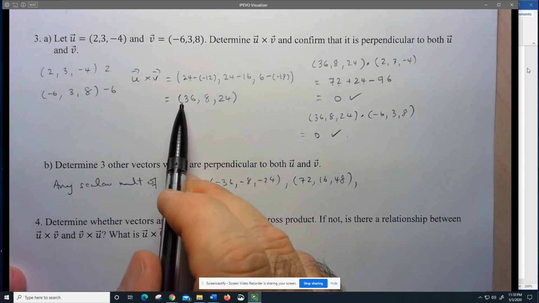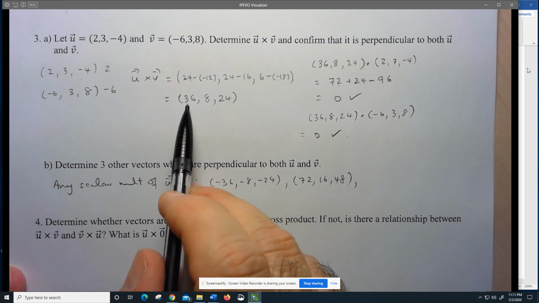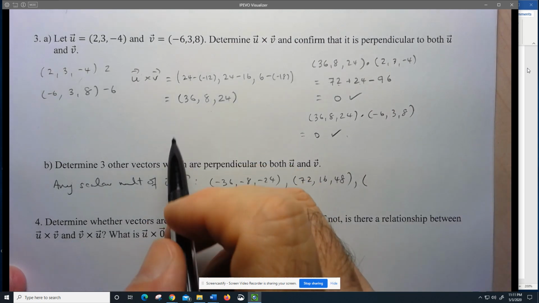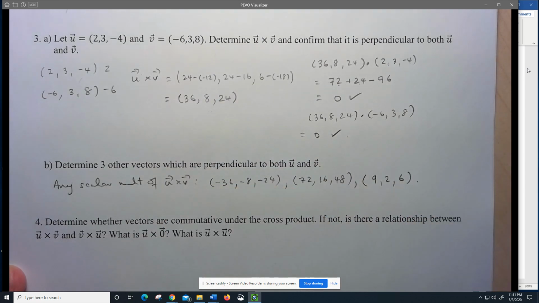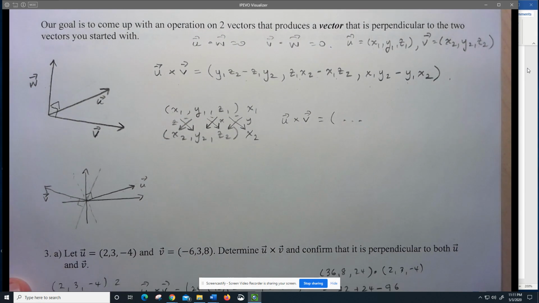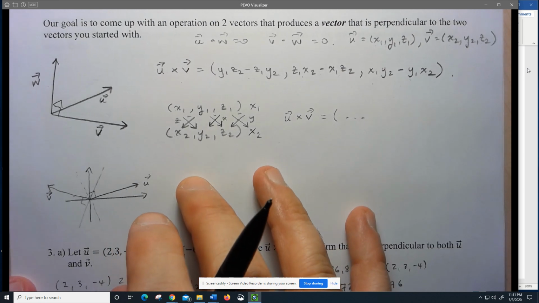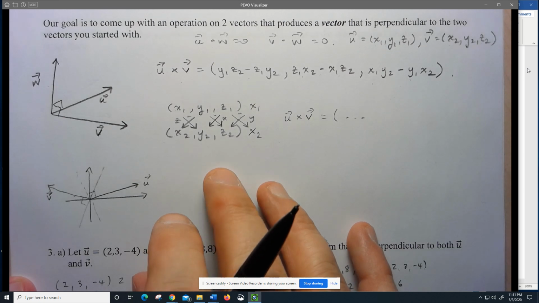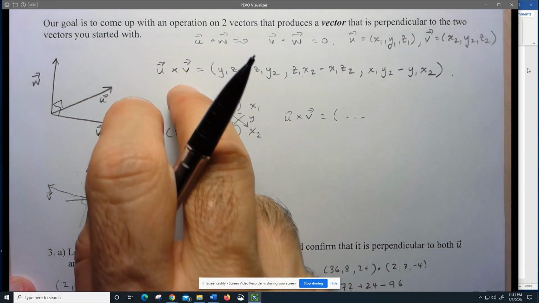Or you know what? I could probably write this in a much simpler way. These things all have a common factor. In fact, they have a greatest common factor of 4. So if we divide all of them by 4, so in other words, multiplied by 1/4, we end up with 9, 2, 6. And we could write many, many more. So the main thing to keep in mind is what the cross product is here for, what it provides for us. And what the cross product provides is a vector that's perpendicular to the original two vectors.